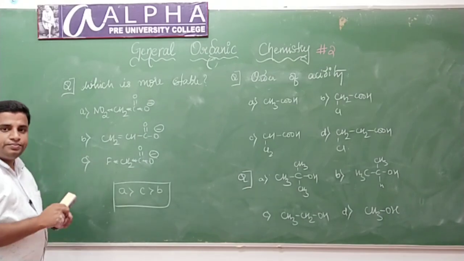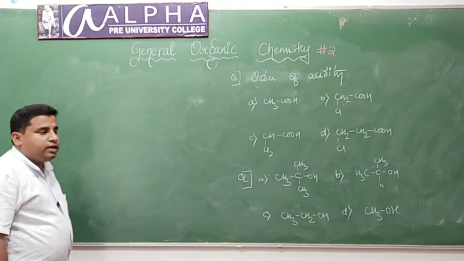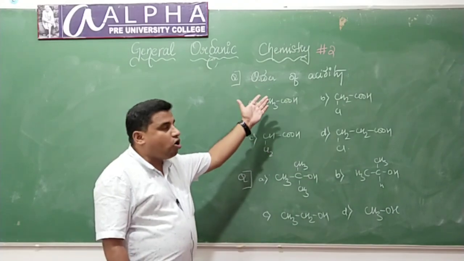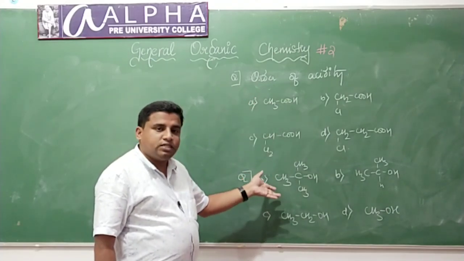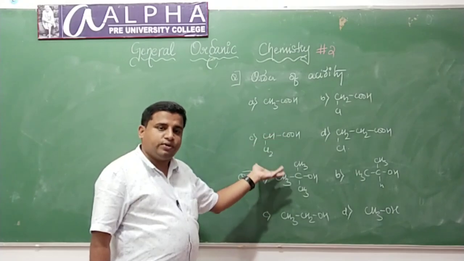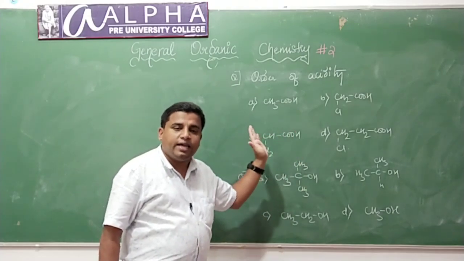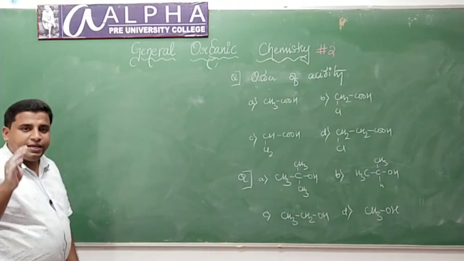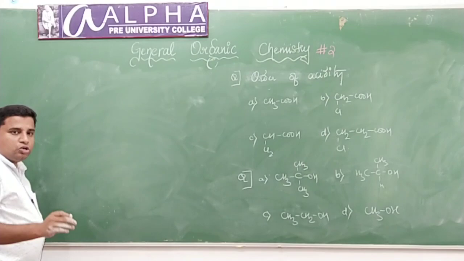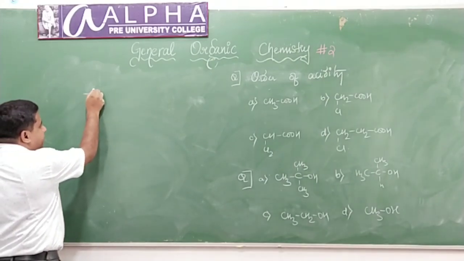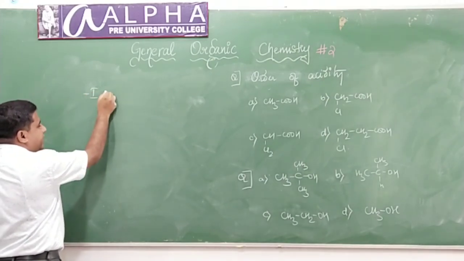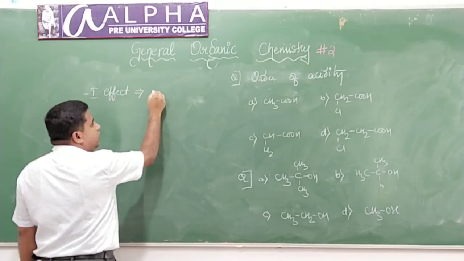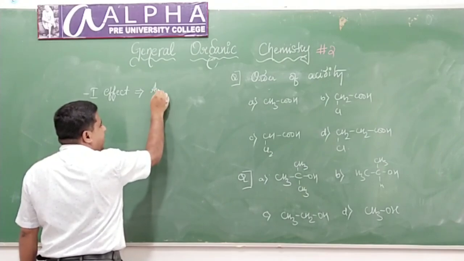Yes, okay. So guys, next series of questions will be from the order of acidity. I'll give you some questions. You have to predict which one is a strong acid and which one is a weak acid, and you have to arrange them in the increasing order or decreasing order of acidity. So before that, please make sure you are aware of this concept. What is it? Look here, please note this point. Negative inductive effect will increase the stability of anion.